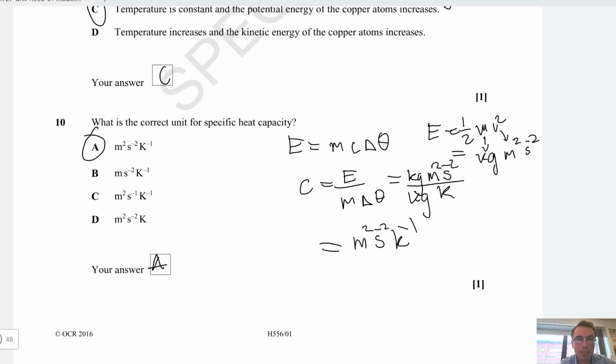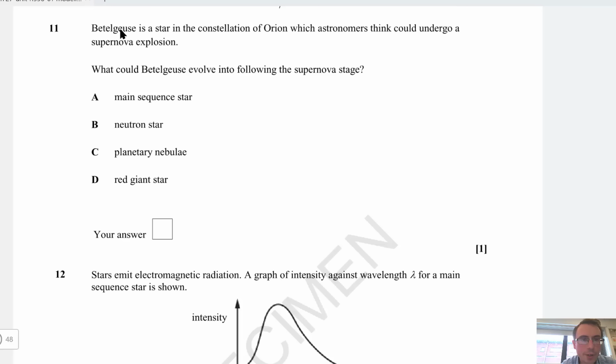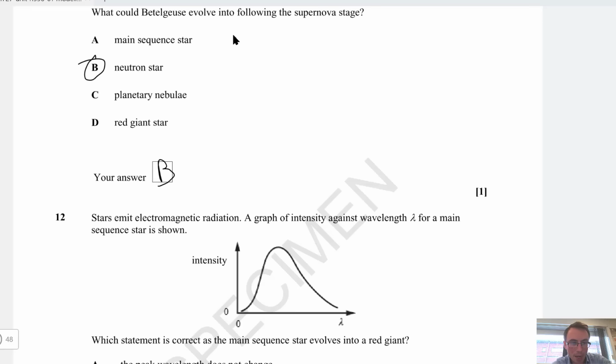Okay, let's have a look at the next question, 11. This is about Betelgeuse, a star in the constellation which could undergo a supernova explosion, which Betelgeuse could then evolve into. Out of these, the only possible answer is a neutron star. It will either be a neutron star or a black hole. Correct answer is B.